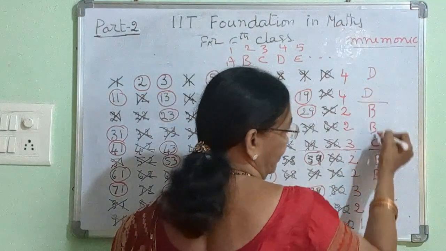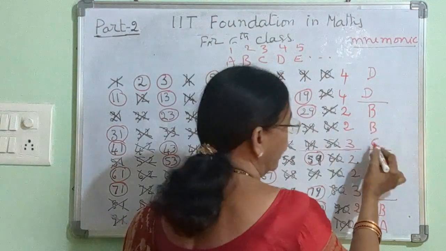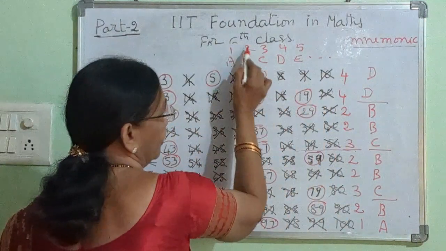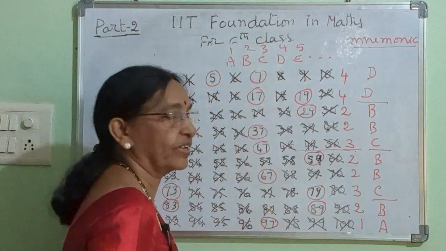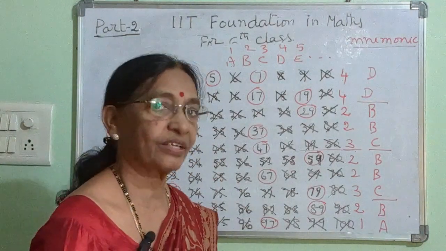So, DD, BBC, BBC, BA. In this, D stands for 4, B stands for 2, A stands for 1, C stands for 3, etc. So, see, this is called the sieve of Eratosthenes.